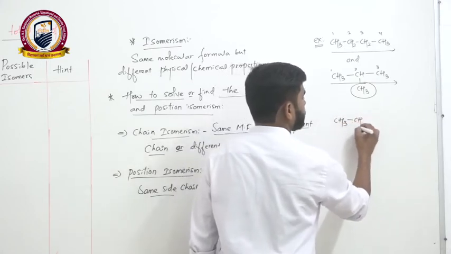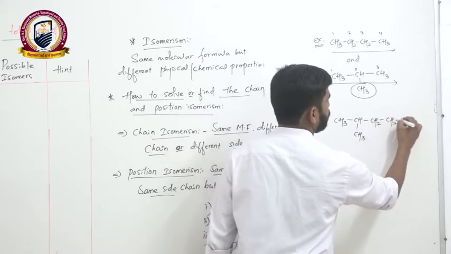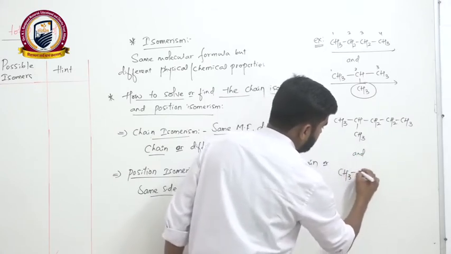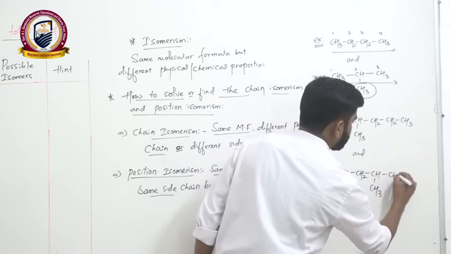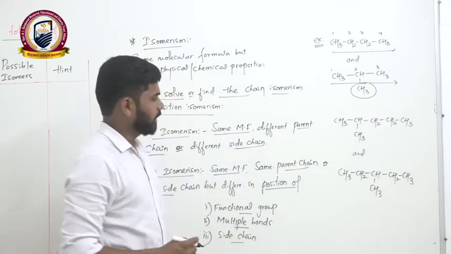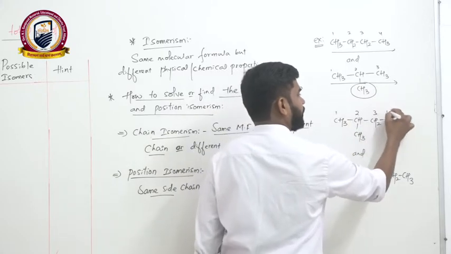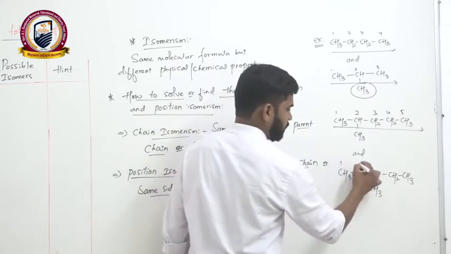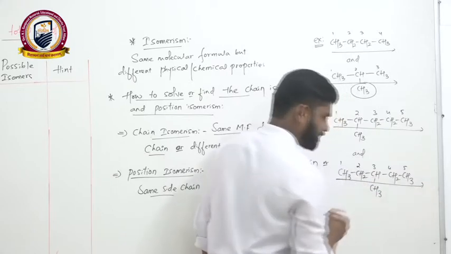So I'll go for CH3, CH, CH3, CH2, CH2, CH3, and CH3, CH2, CH, CH3, CH2, CH3. Okay, so look at these two compounds. You can give the numbering for me. So numbering 1, 2, 3, 4, 5. This will be the parent chain. And here also 1, 2, 3, 4, 5. This will be the parent chain.